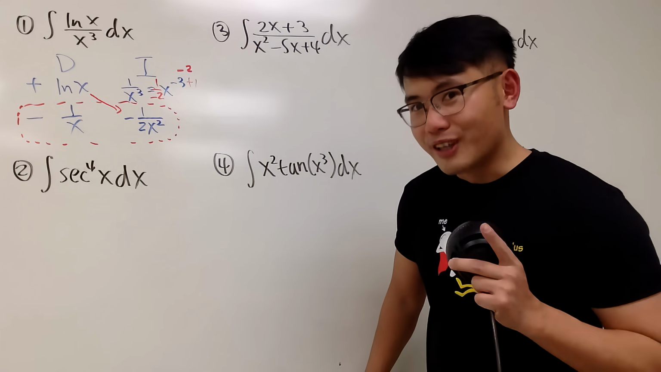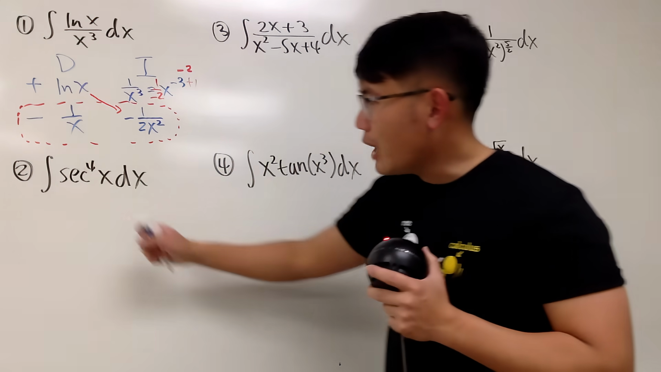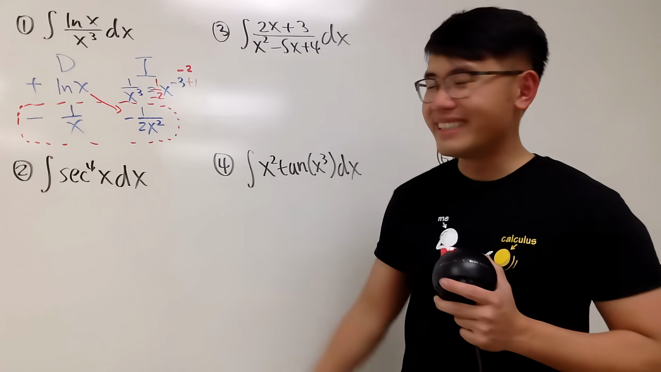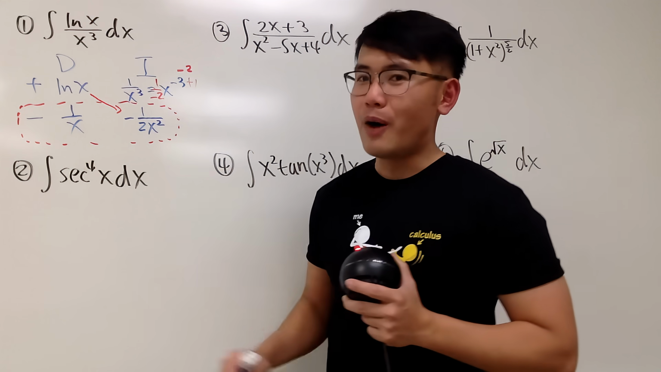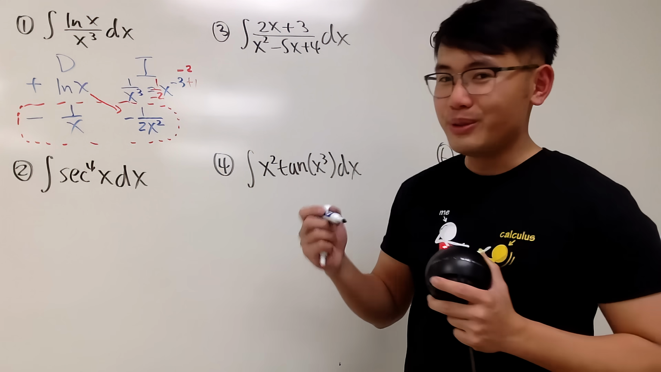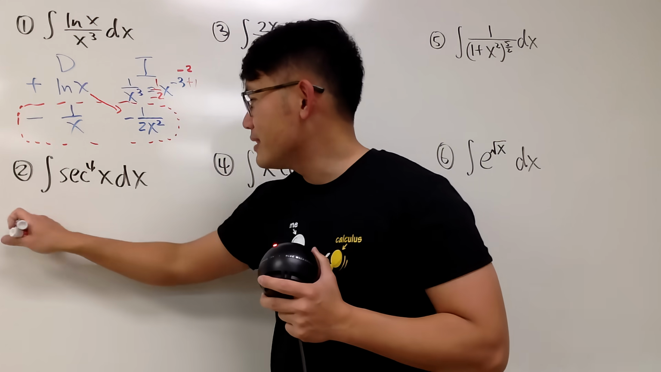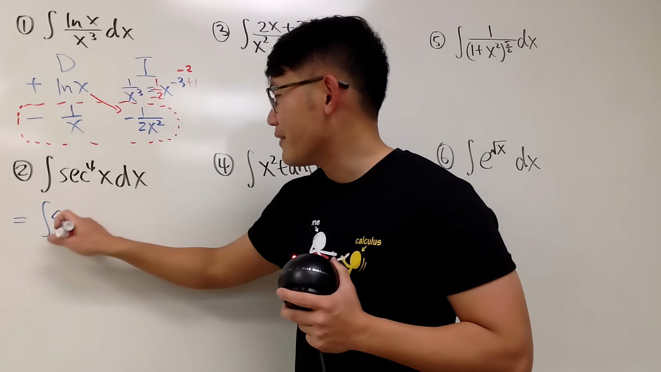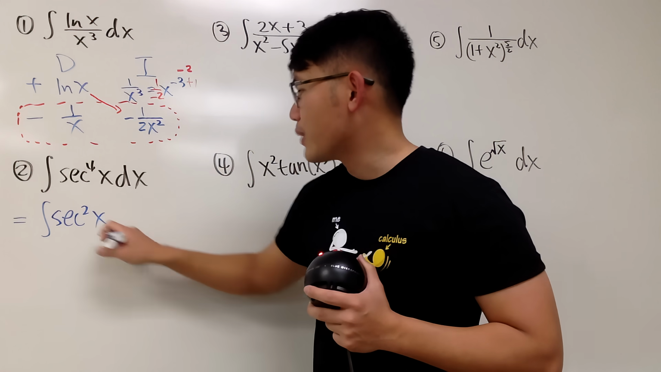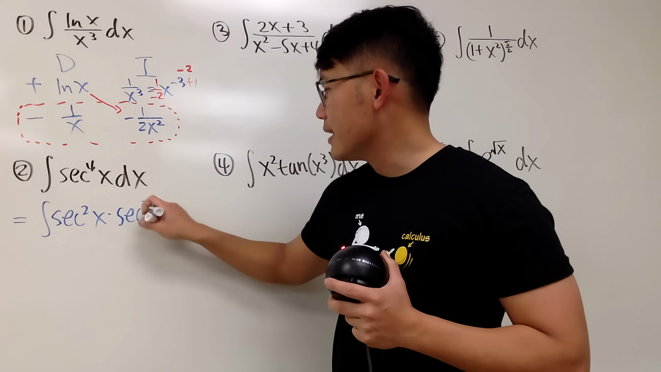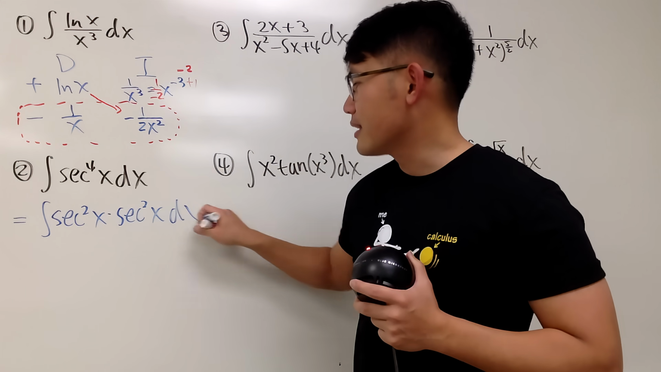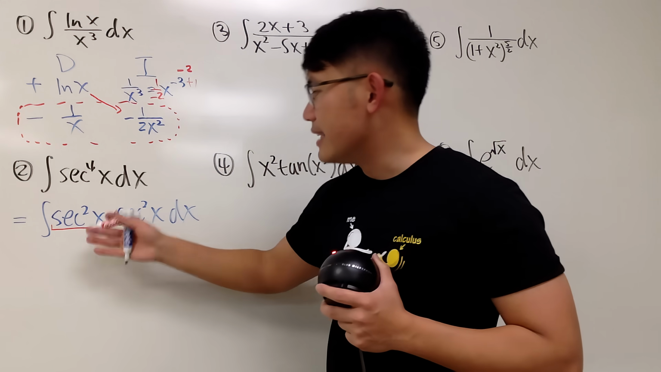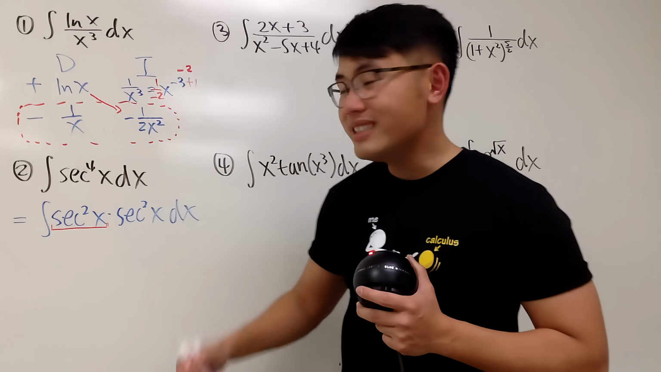First of all, you should know some famous ones as well. If you have secant to the third power, you have to do that by integration by parts. When you have secant to the fourth power, this is actually much easier. You can just do some trig identities. So I will write this down for you. I will take out 2 of the secant. So we have secant squared x right here, and then times secant squared x right here, and then dx, of course. And then from here, I can write secant squared x in terms of tangent.